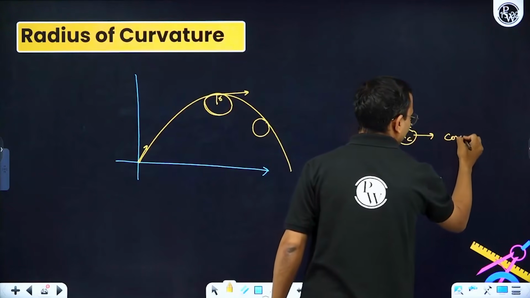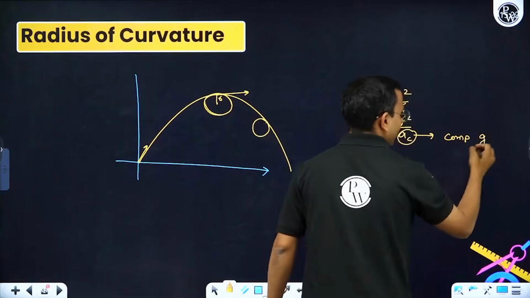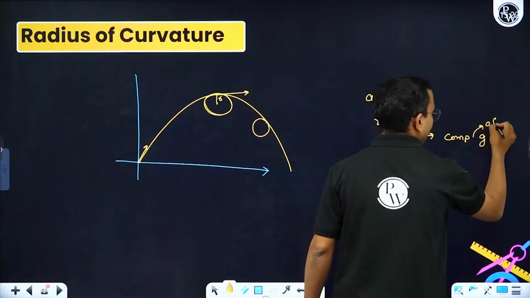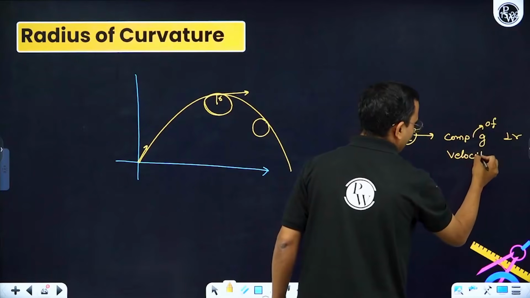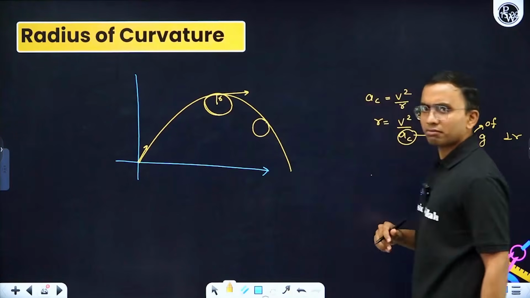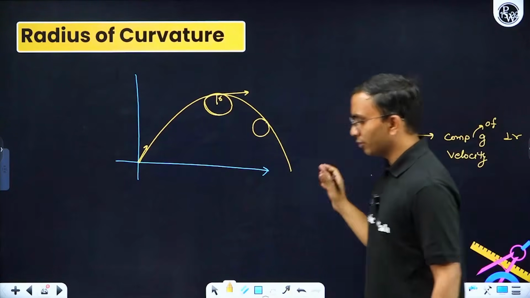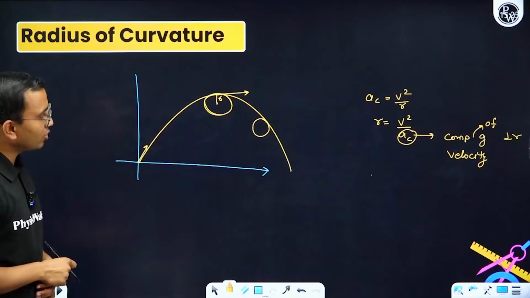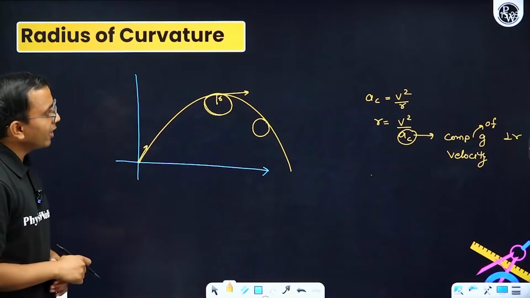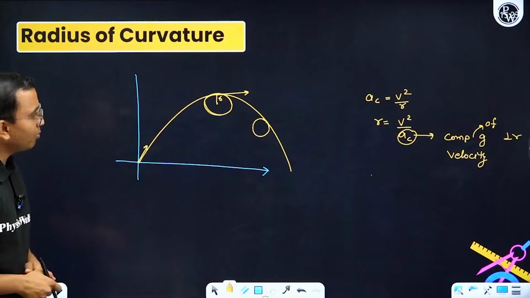Component of g perpendicular to velocity. Is this asked in mains? No, it's not asked much. I am just telling you for conceptual clarity. Component of g perpendicular to velocity.